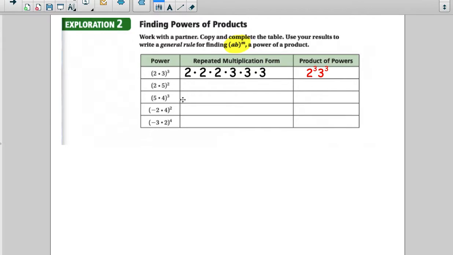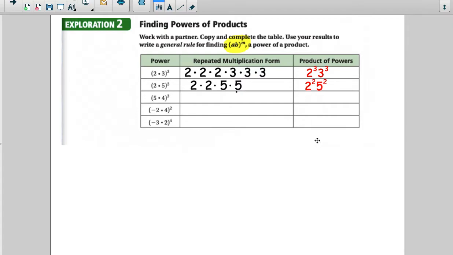So let's look at the next one. The next example shows 2 times 5 raised to the 2nd power. Well, that means 2 times 2 times 5 times 5. And when I rewrite that as a product of powers, I have a base of 2 to the 2nd power and a base of 5 to the 2nd power. And that's how you rewrite it.